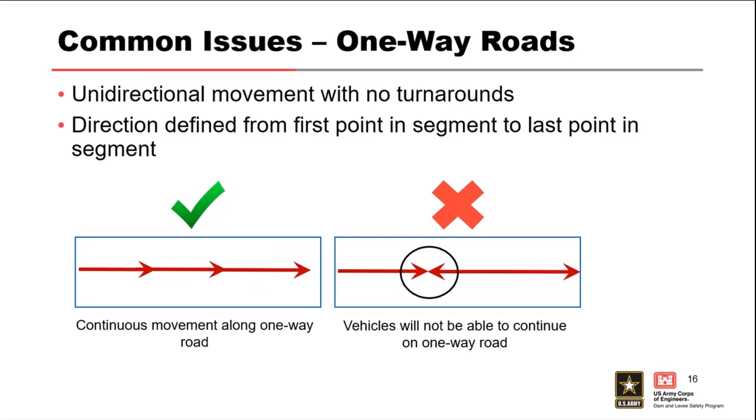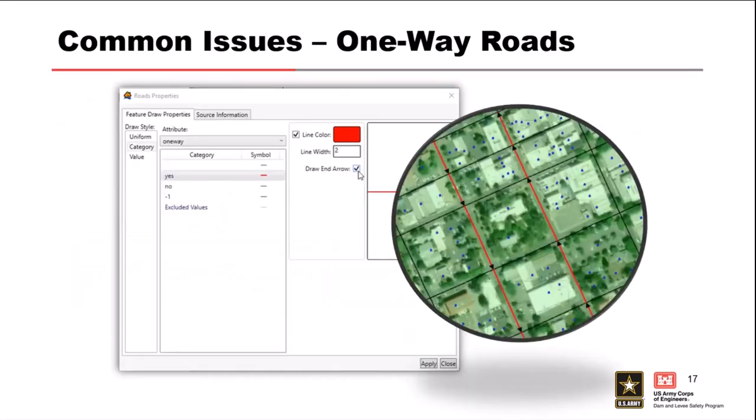There's a tool in LifeSim to reverse directionality, so you can set up so the end arrows are set up, and then you can right-click on that road segment in edit mode and reverse the direction. All right, so one-way roads, like I said, you can draw end arrows by clicking in the properties, and if it's yes, then it'll come in as red. So this is an example of what it looks like in the LifeSim software.